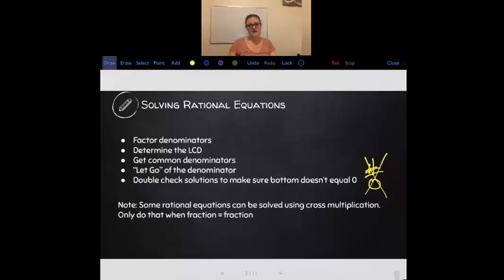So we have to make sure that whatever answer we get does not make the denominator zero. There's also another note here that some rational equations can be solved using cross multiplication, like we did with proportions, but we can only do that when we have a fraction equal to another fraction.